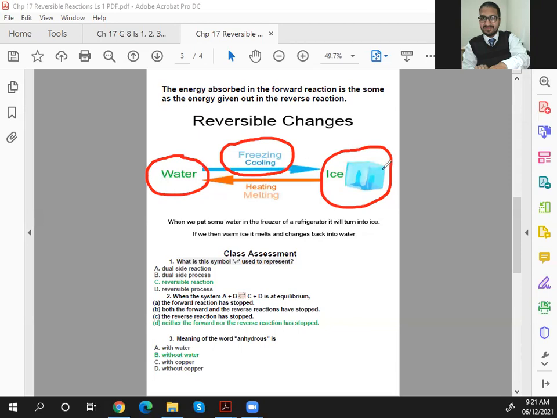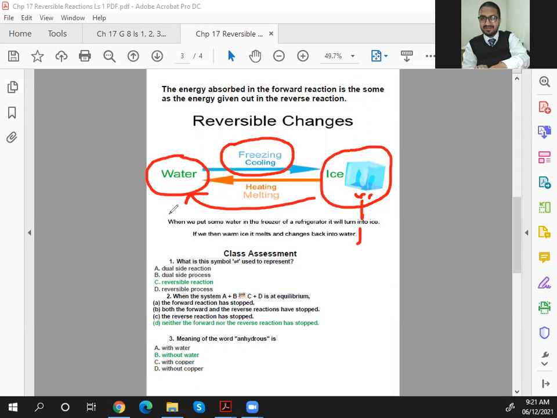So here if you take energy, obviously it becomes cool. Now if it is a solid ice crystal, and you give this ice energy again, it melts into water again. Hope you understand. Okay, thank you very much. Now, when we put some water in the freezer of a refrigerator, it will turn into ice. If we then warm ice, it melts and changes back to water.